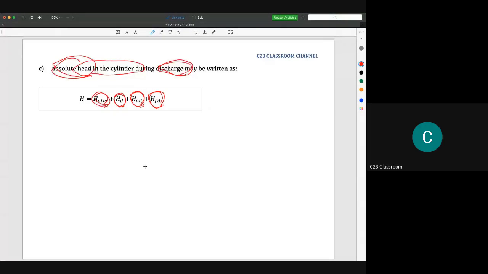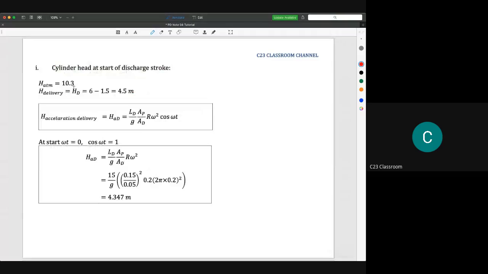So this is the calculation. We have the atmospheric pressure as 10.3. Then we need to calculate the delivery head, and please refer back to the diagram in the question. We have 6 meters of total height, which means the delivery height is 4.5 meters, because the delivery head is actually from the middle point of the piston to the outlet water surface. So the acceleration equation is like this one.